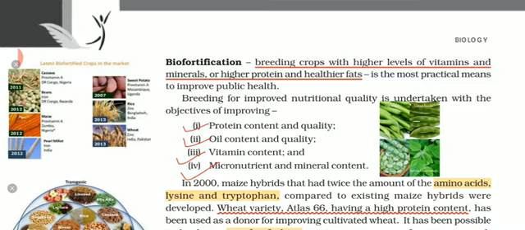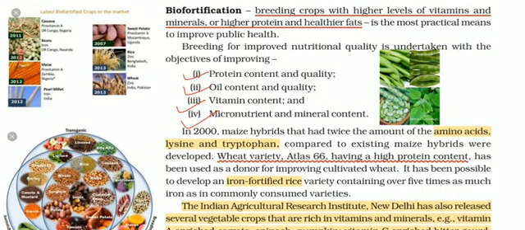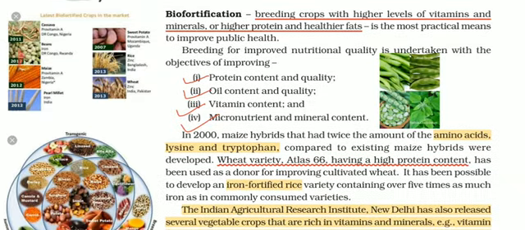Now, what are the objectives behind biofortification? Here you can see it, protein content and quality. From the starting we are talking only about quantity and quality. So number first, it is protein. Number second, oil. Number third, vitamins. It can be A, B, C, D, E and K. Number fourth is micronutrients. The term micronutrient means those nutrients which are required in trace amounts, minute amounts, and the mineral content.